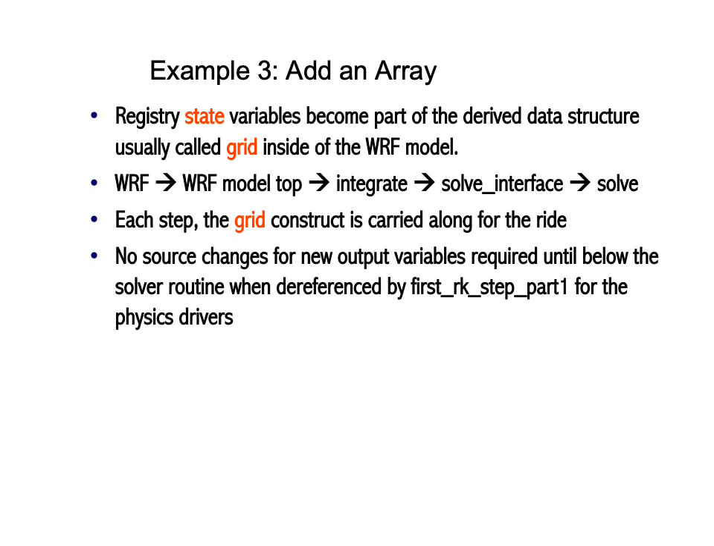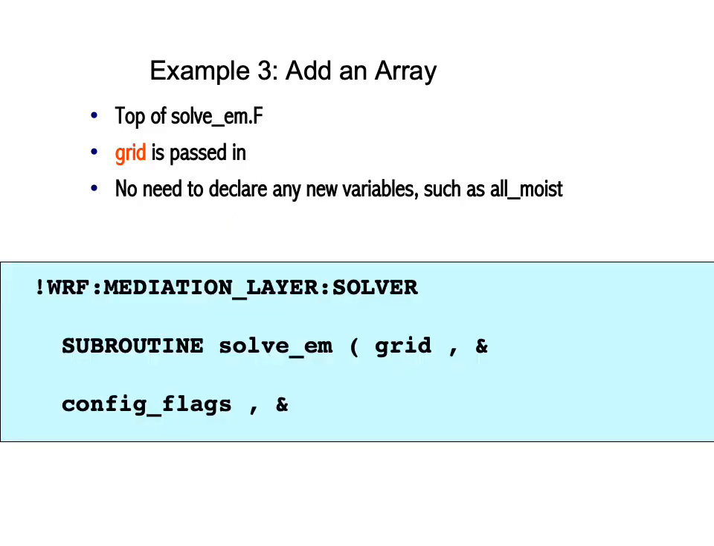The only time that we need to start passing the variable that we want around is when we no longer see grid passed into the subroutine that we want our variable into. So here is the top of, in the dyn.em directory, the subroutine called solve_em.f. Notice that the first argument in that subroutine is grid. So the grid structure inside there is going to be our all_moist variable, is passed into solver. So there's no need for us to declare any new variables, particularly all_moist.